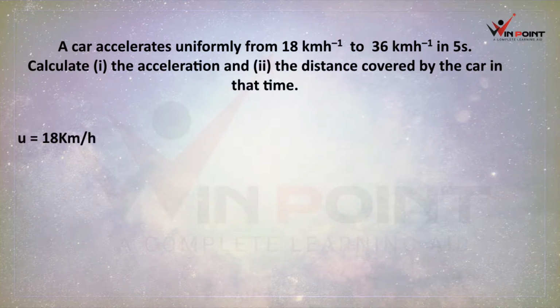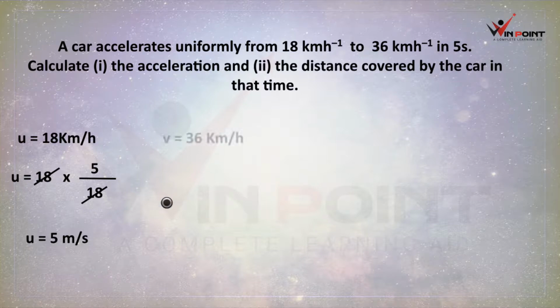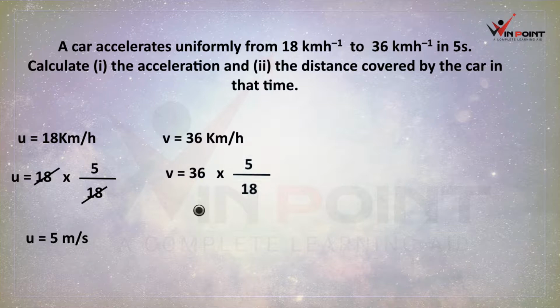U is equal to 18 km per hour. We need to convert that. 18 into 5 by 18, it will cancel, and it will be 5 meter per second. And final velocity V is equal to 36 km per hour. 36 into 5 by 18, we can cancel this, then it will be 10 meter per second, and time duration is 5 seconds.